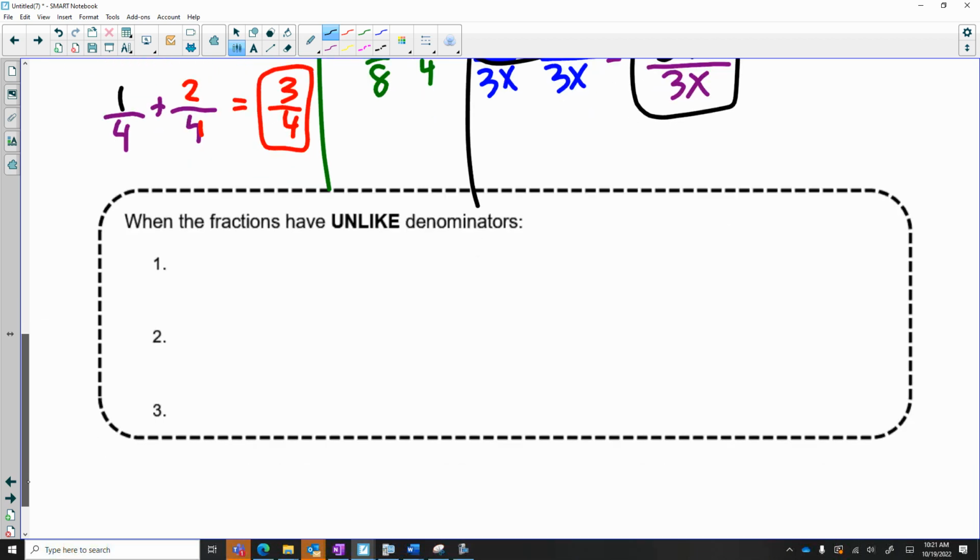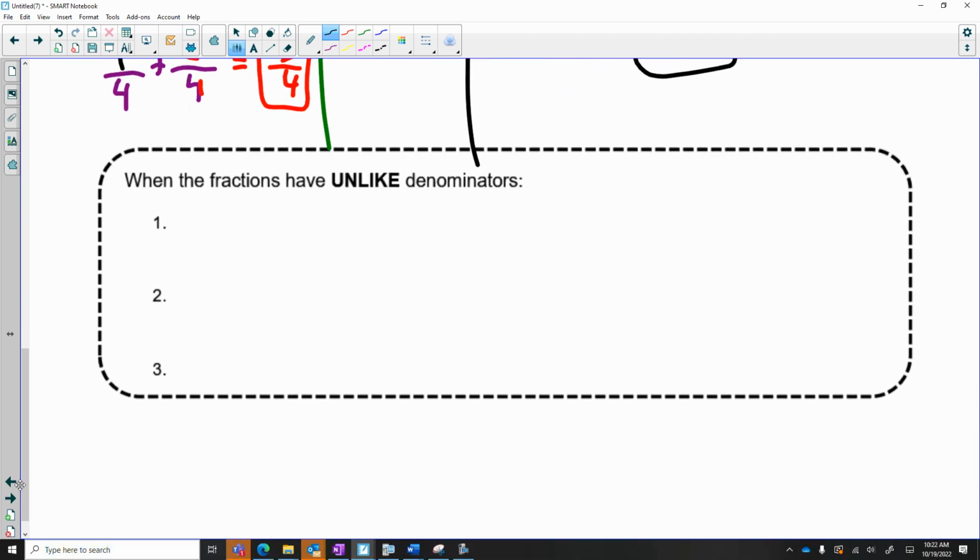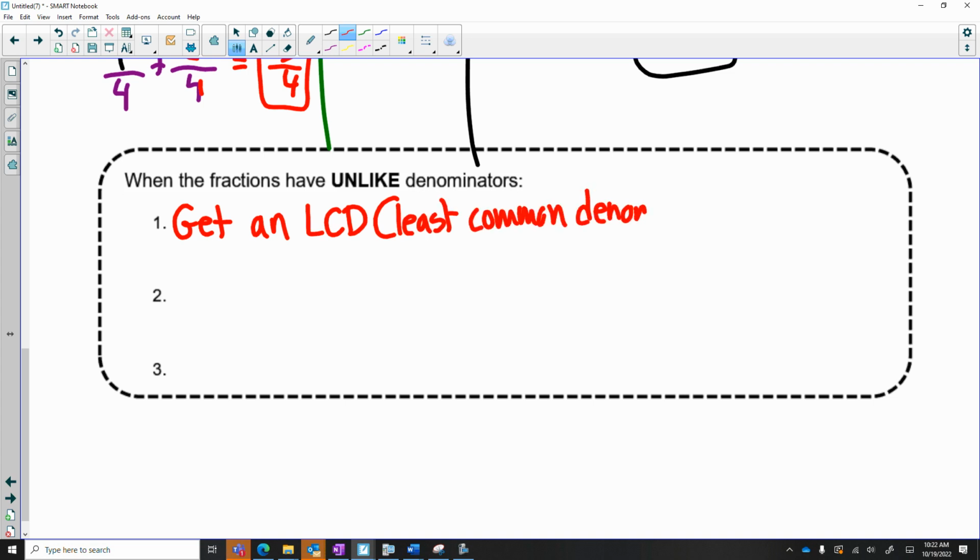So let's go over what we just did. When our fractions have unlike denominators, the first step is get an LCD. You have to decide on your least common denominator. And my rule is when in doubt, you could just multiply them together and get a common denominator if you can't figure out what the least common denominator is. So first, decide on your LCD. Step 2 is multiply each fraction by what's missing.